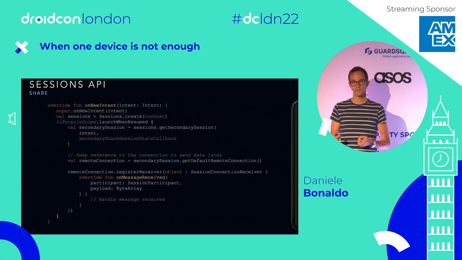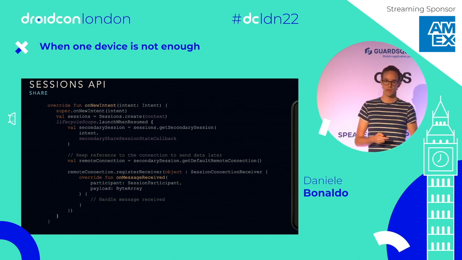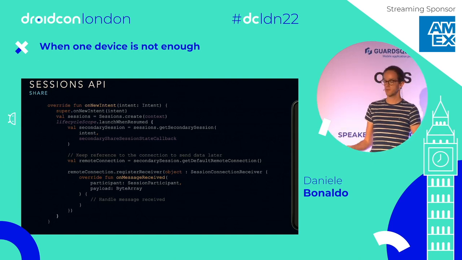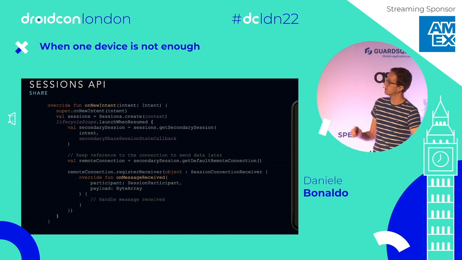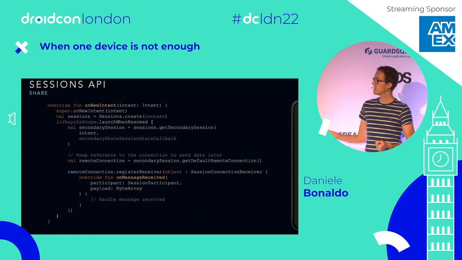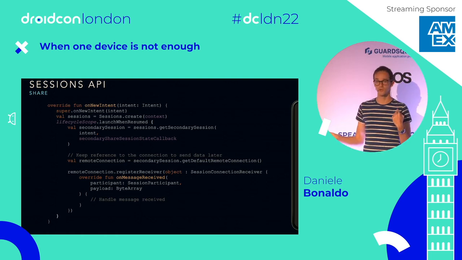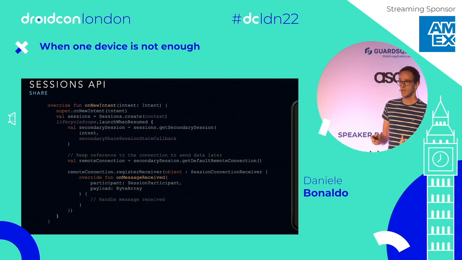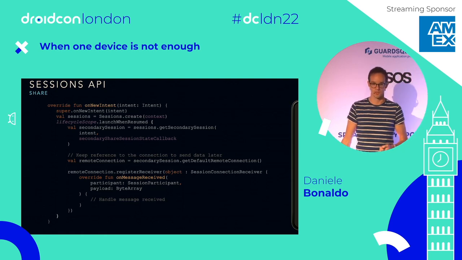On the other device, again, you are going to receive a new intent, as usual, like in this SDK. But what is different is that using the sessions API, you are going to get a secondary session. And this secondary session, again, is going to have a connection reference to the first device. This one is the one that you use to register a receiver similar to the ones that we saw before. This part is using the connection API, and it's basically doing the same thing you were doing before. So byte array payload, you implement your own protocol and share whatever you want.